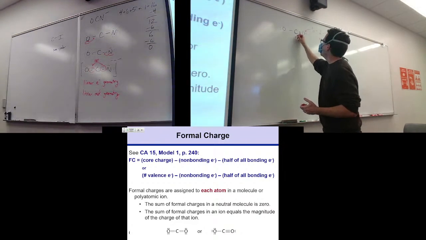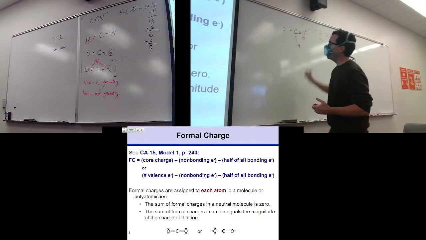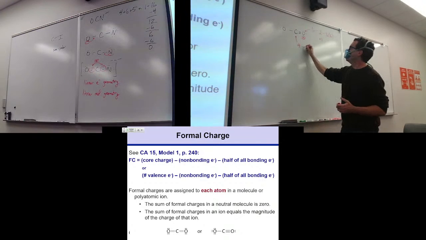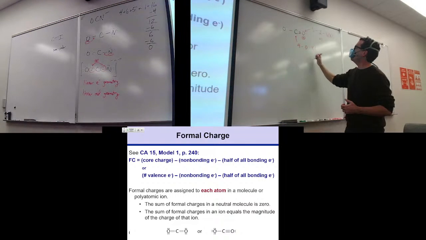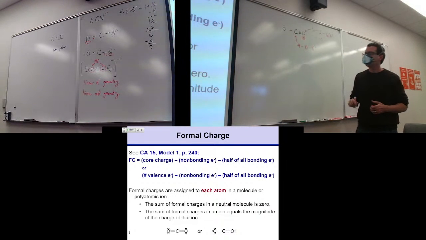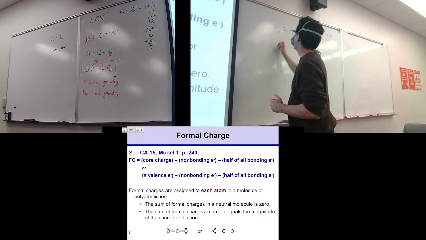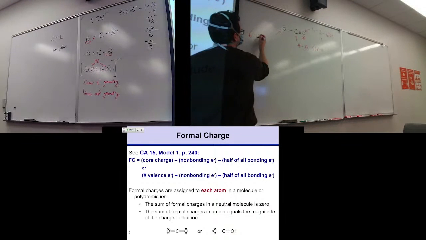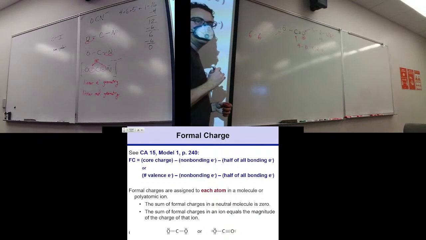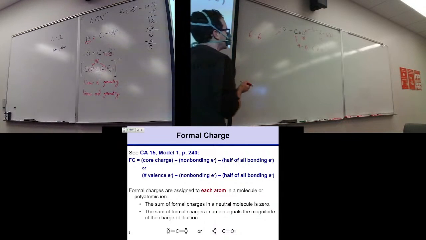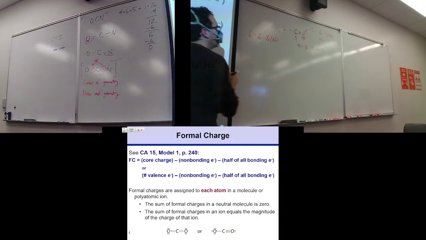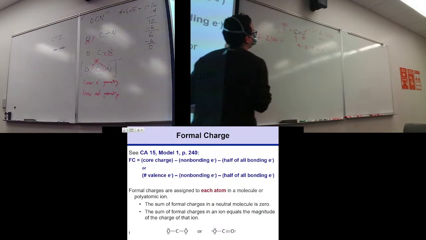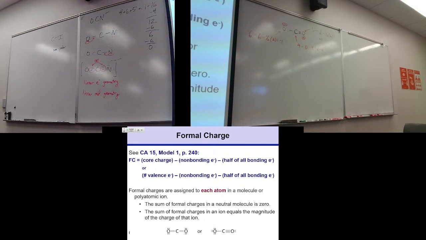If I do this carbon next, 4 valence electrons for carbon, group 4. There are 0 lone pair electrons, and half of the bonding electrons. There's 8 electrons in bonds, so 0. Fine. Let's do the last oxygen. So 6 valence electrons, 6 lone pair electrons, there's 3 lone pairs, minus half the bonding electrons. 6 minus 6 is 0, minus 1 is minus 1. So there you go, there's that Lewis structure.